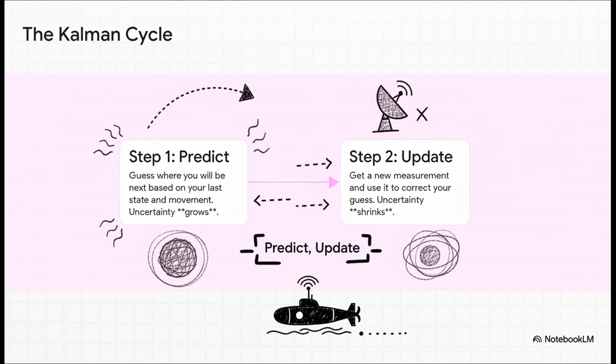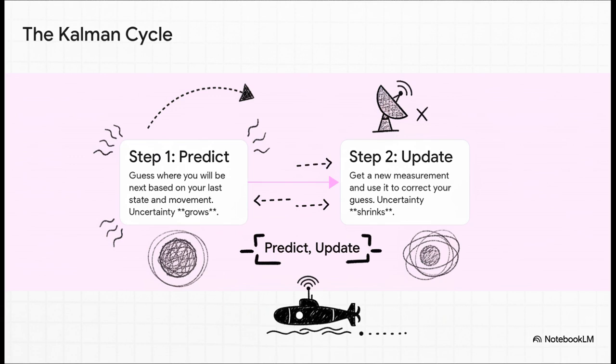Step 1, you predict. You take your last best guess, factor in how you've moved, and make an educated guess about where you are now. But with every prediction, your uncertainty grows. Then comes step 2, you update. You take a new measurement from a sensor and use that new piece of information to correct your guess. And when you do that, your uncertainty shrinks. Predict, update. Guess, correct. That's the whole algorithm right there.